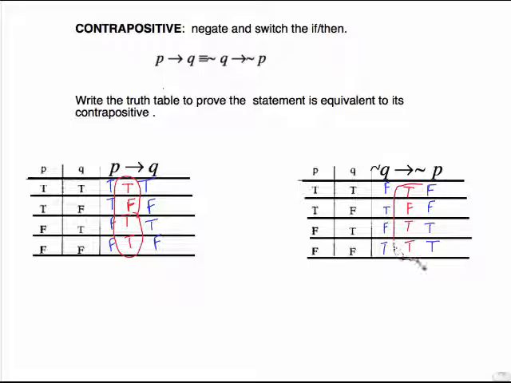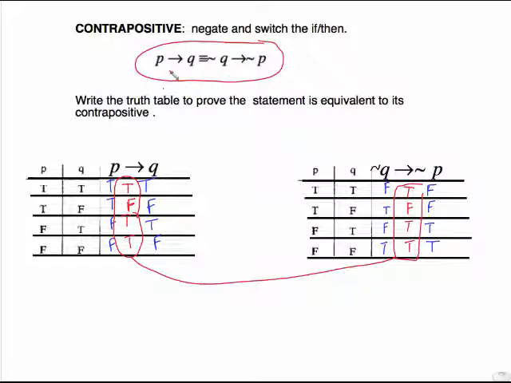So let's compare these two red columns. Are they the same? Yep, they both go T, F, T, T. So what we've done is we've used the truth table to prove that the contrapositive is equivalent to the original statement. The original if-then statement is equivalent to its contrapositive.